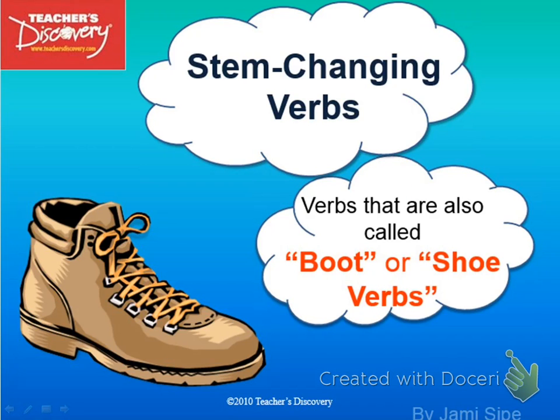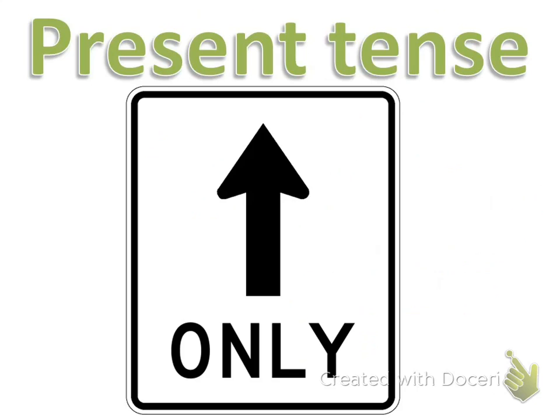So for this chapter, we're going to focus on stem changing verbs, and those are only going to apply to the present tense. We also call them boot or shoe verbs because that is the shape in which they will change. And very, very important to remember, what we're about to talk about only applies to present tense verbs.